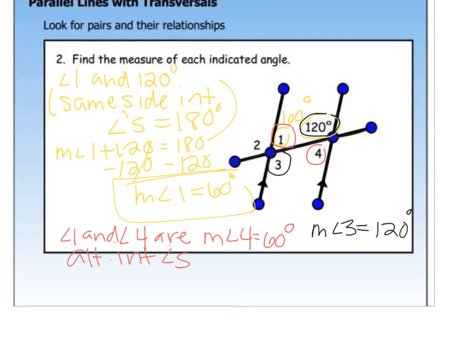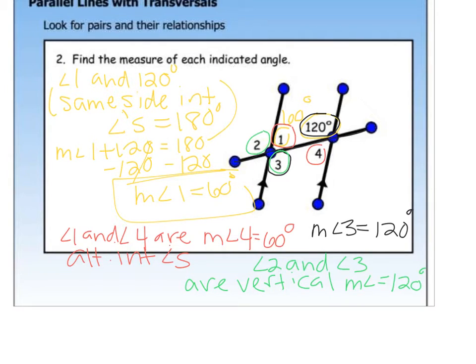How the heck am I going to get angle 3? Well, okay, let's think about this. What's the relationship between angle 2 and angle 3? Well, angle 2 and angle 3 are vertical. So what would be the measure of angle 2? It would be the same as 3, so it would be 120 degrees.